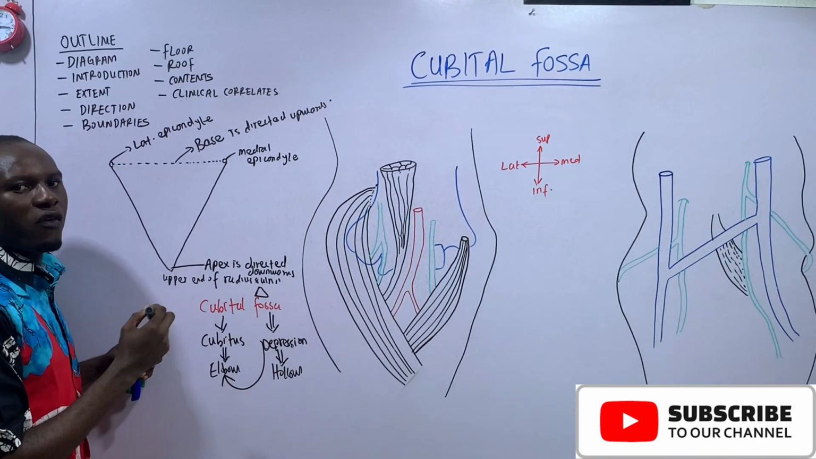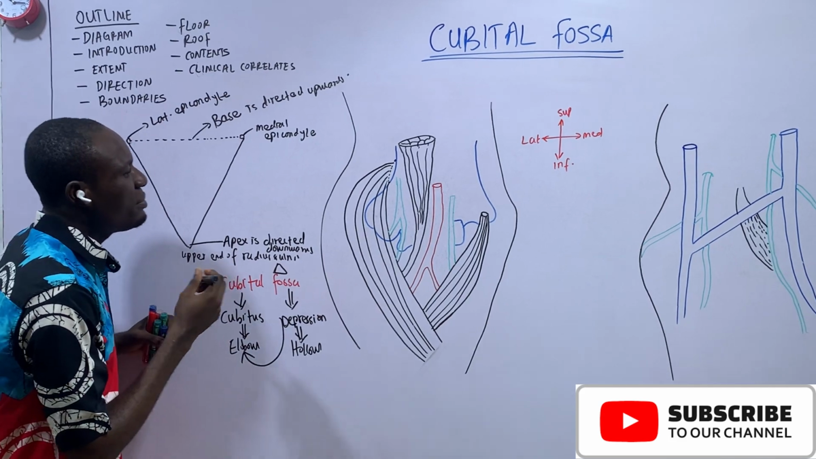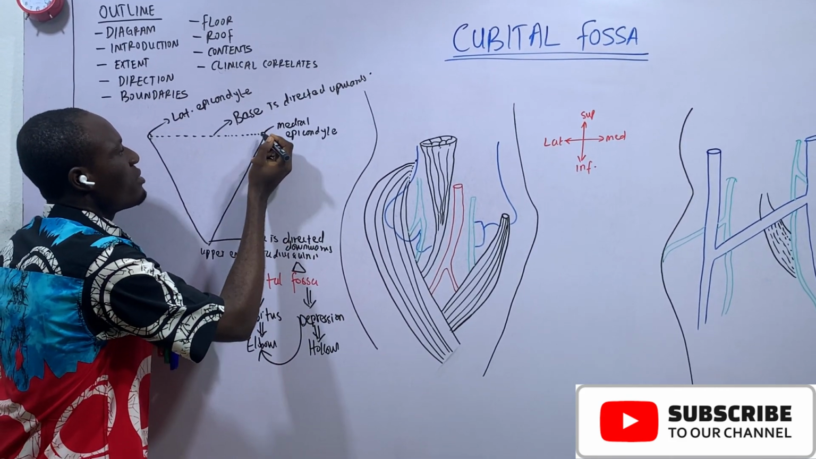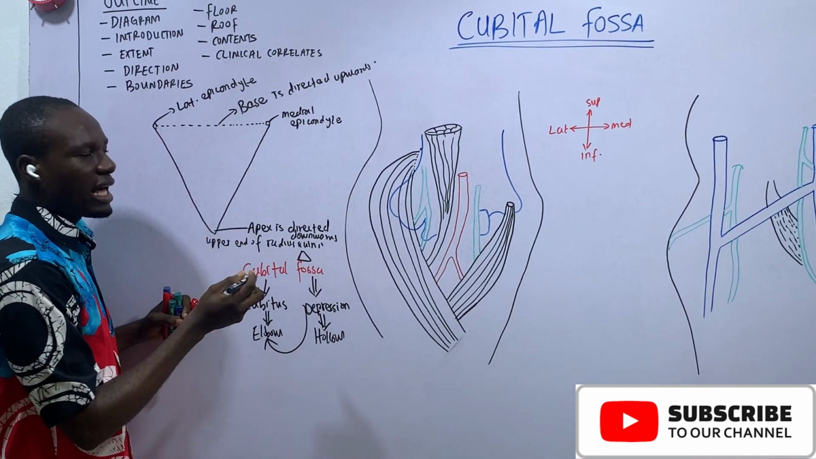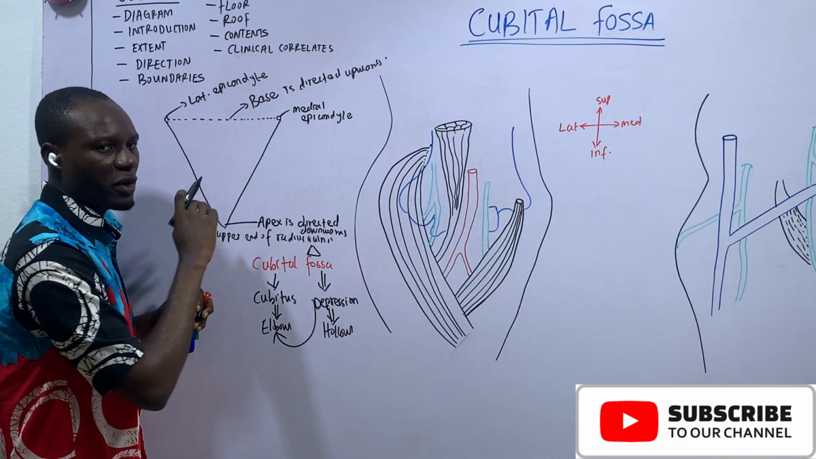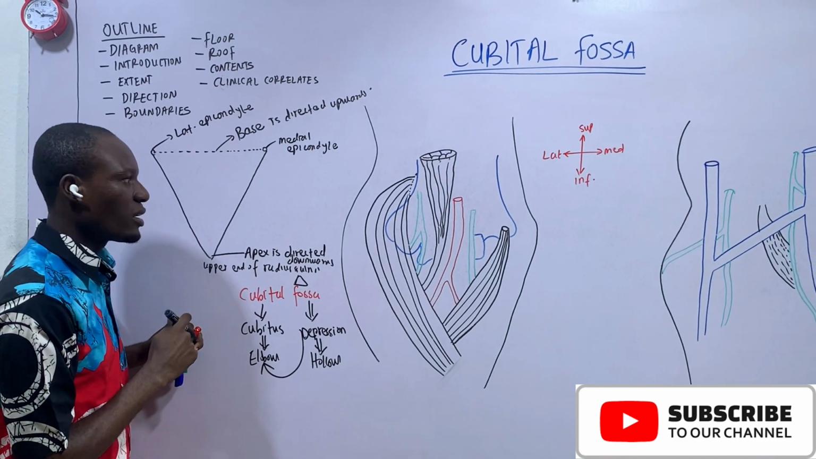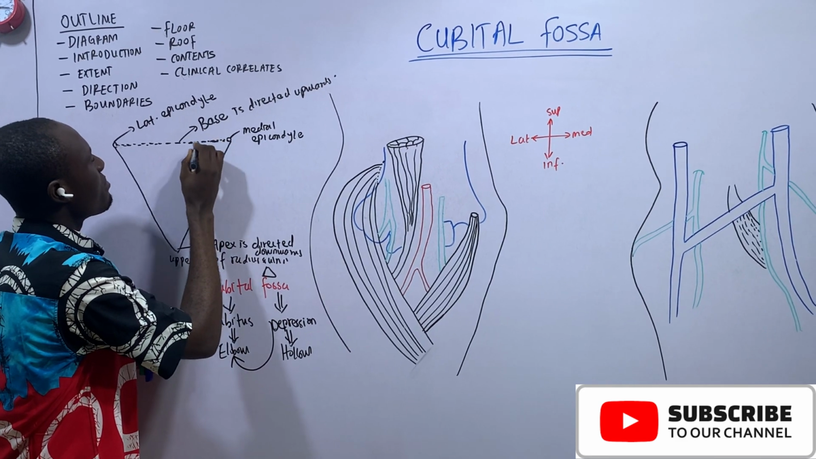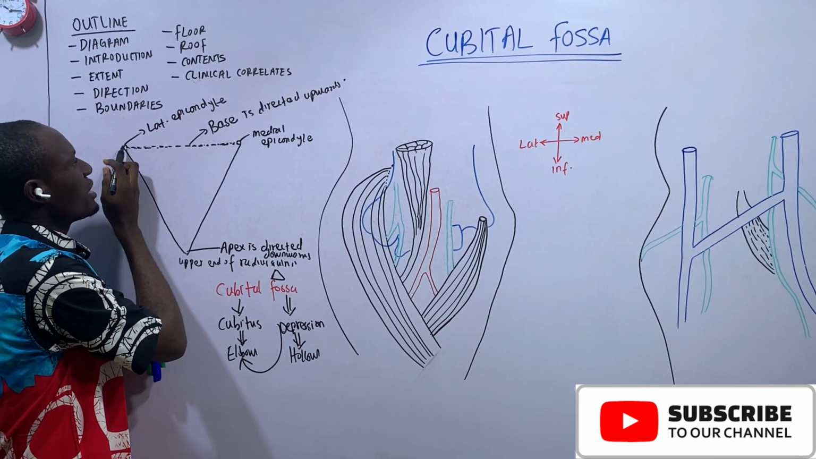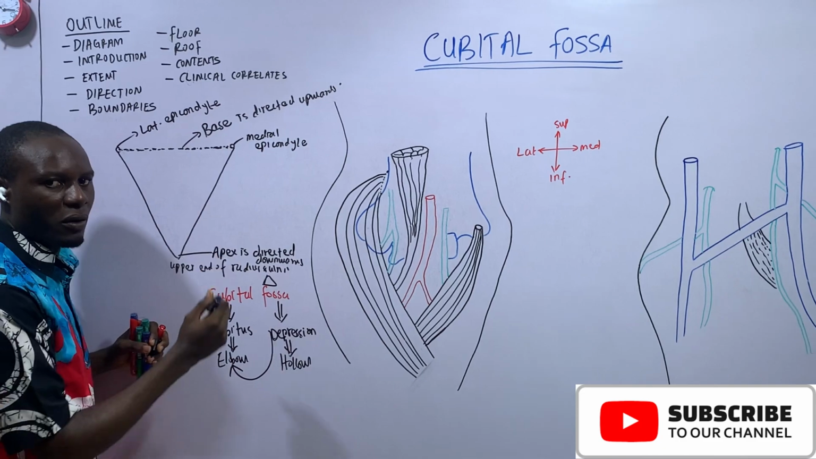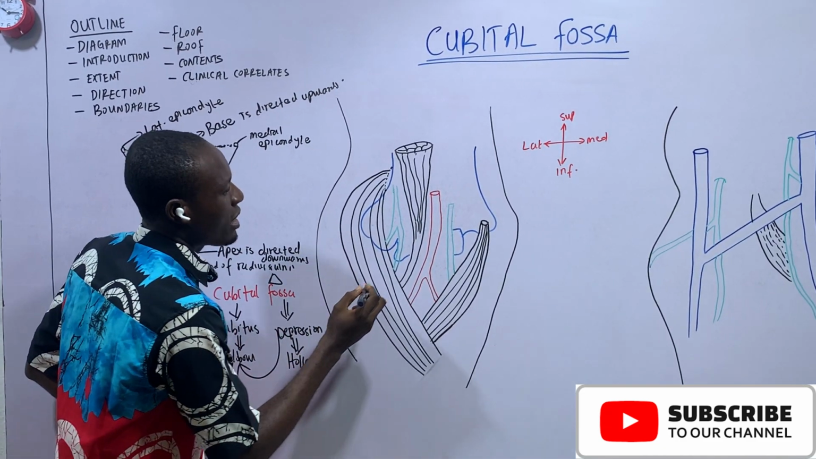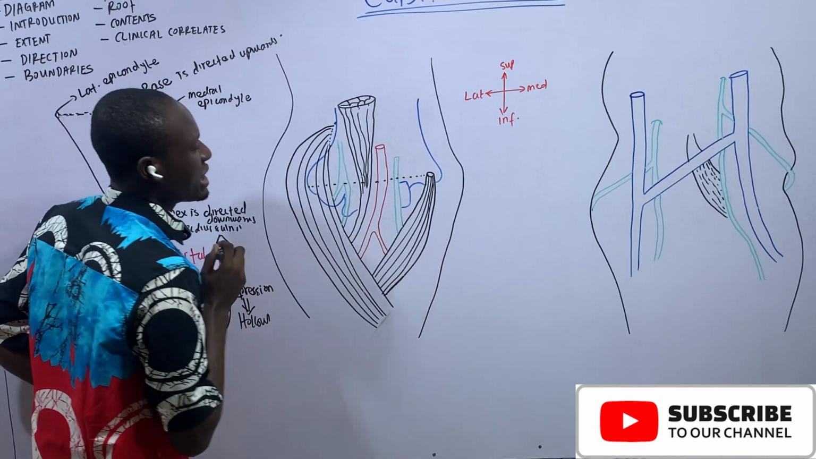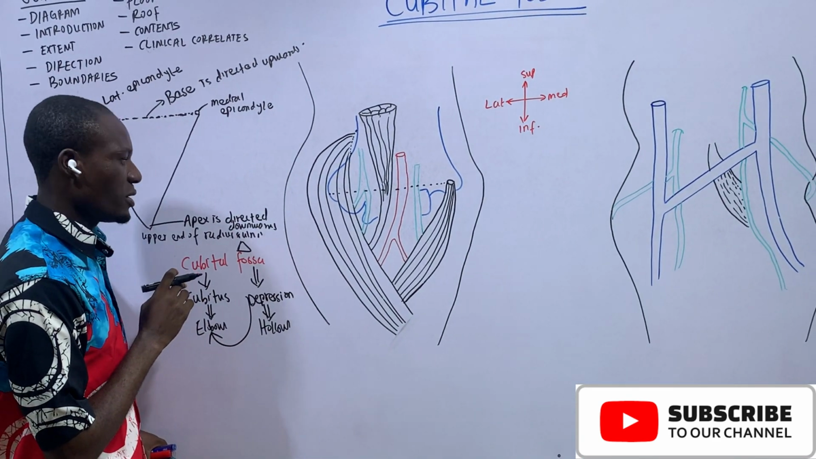Okay? And what forms the base of the cubital fossa? The base of the cubital fossa is formed by an imaginary line extending from the medial to the lateral epicondyle. An imaginary line connecting the two epicondyles is what forms the base of the cubital fossa. So the base, the superior border, is this imaginary line. If I draw an imaginary line here from the medial epicondyle, moving this way to the lateral epicondyle, that gives me the base of the cubital fossa.